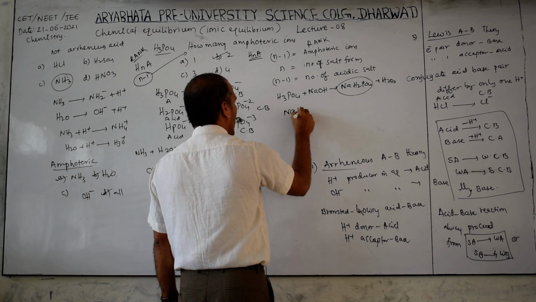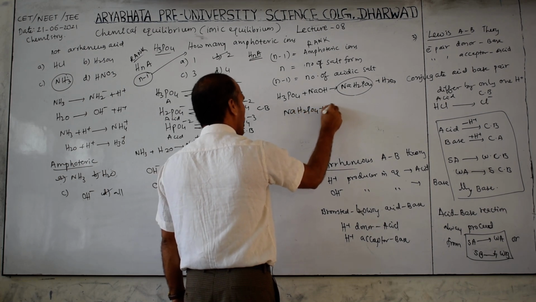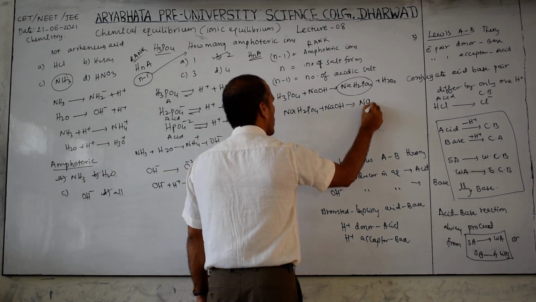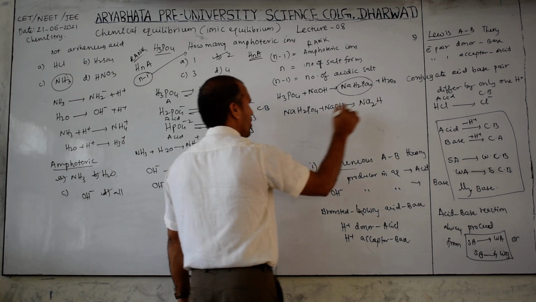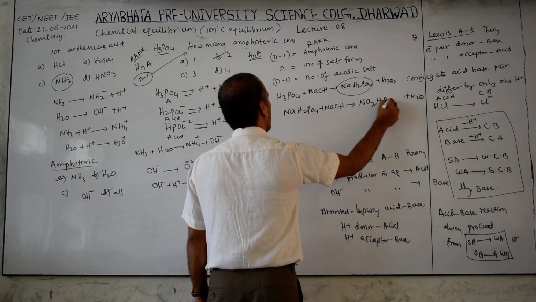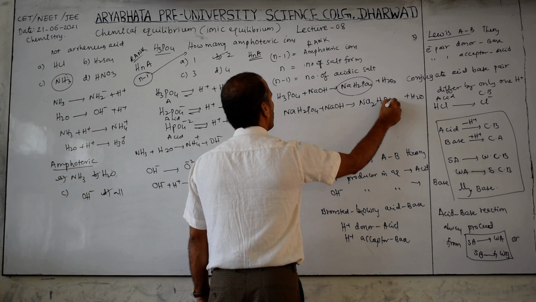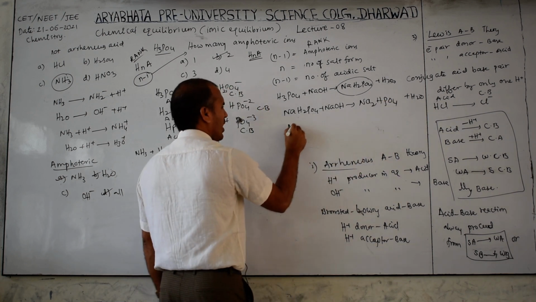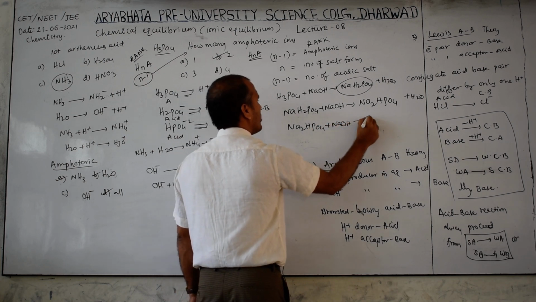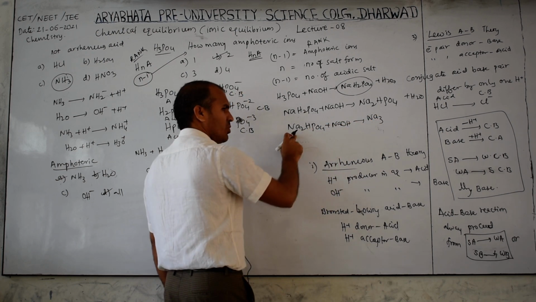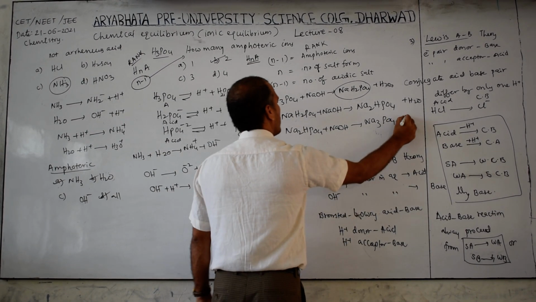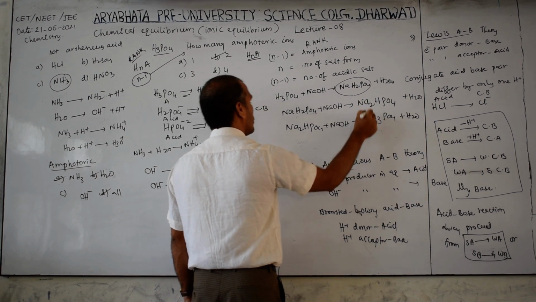Next one, NaH2PO4 again ionizes in the presence of NaOH. Na2 and H, 1 H lost, 1 H and OH, H2O formed, and this will be Na2HPO4. Next, Na2HPO4 plus again NaOH, then this will be Na3PO4. How many salts formed here? 3 salts are formed. 1, 2, 3.